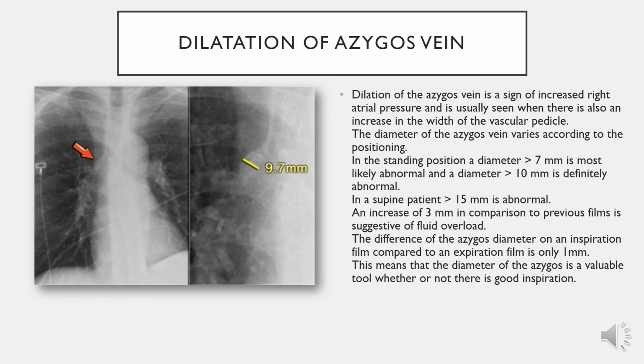An increase of 3 millimeters in comparison to the previous films is suggestive of fluid overload. The difference of the azygos diameter on an inspiration film compared to an expiration film is only 1 millimeter. This means that the diameter of the azygos is a valuable tool whether or not there is good inspiration.